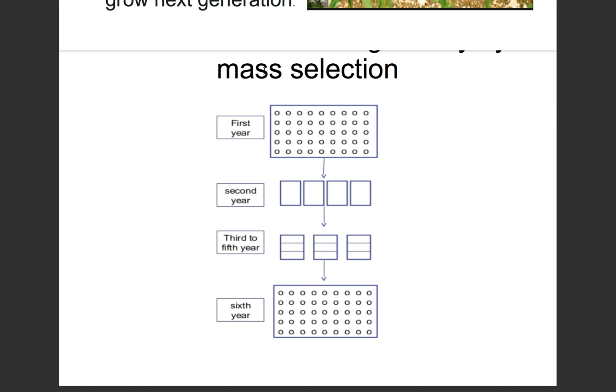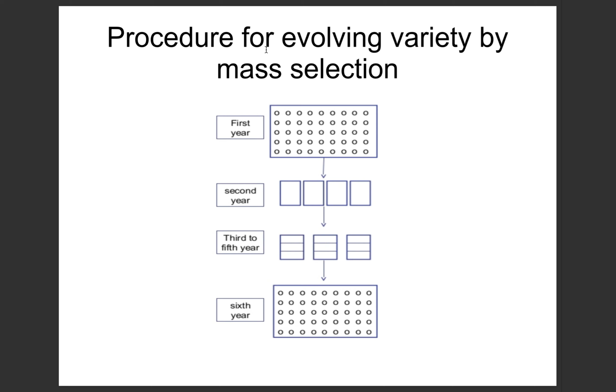And now, if we see the procedure for evolving a variety by mass selection, what happens is that during the first year, a large number of phenotypically similar plants having desirable characters are selected, and the number of plants selected may vary from a few hundred to a few thousand. The seeds from the selected plants are composited, that is bulked, and are raised in the next generation.